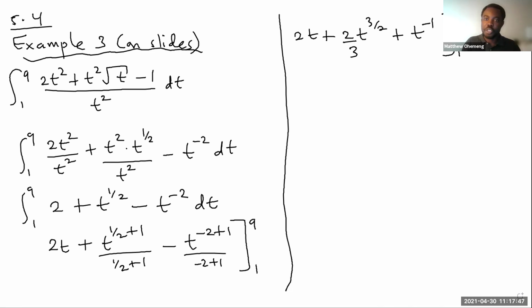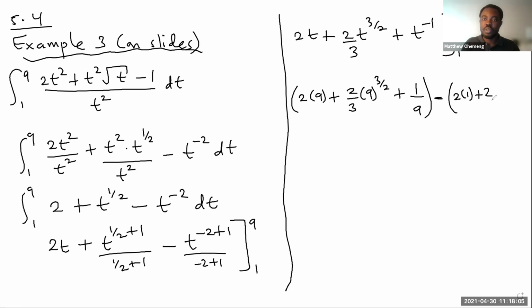And then when you get to this point, you just evaluate it at the upper limit. So that's 2 times 9. Wherever we see t, we plug in 9, right? 2 over 3, and then 9 to the what? 3 over 2, and then plus what? 9 to the negative 1 is the same as 1 over 9, right? And then minus, you plug in 1. So that'll be 2 times 1, and then plus 2 over 3, and then 1 to the 3 over 2, and then plus what? 1 to the negative 1, which is 1 divided by 1, which is 1, right?